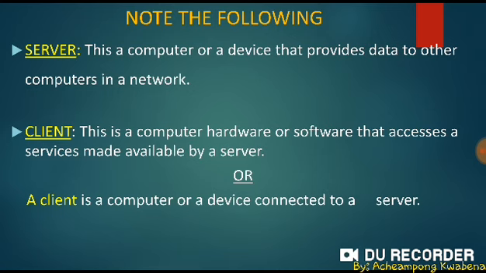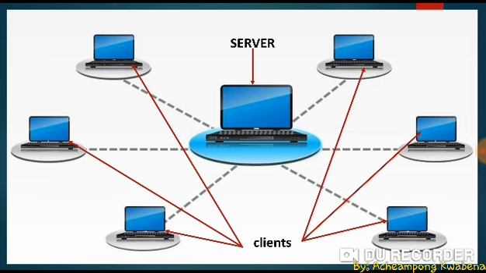Then we have client. When we talk of client, we are referring to the computers that are connected to the server. So client is a computer hardware or a software that accesses a service made available by a server. Or we can just say that a client is a computer or a device connected to a server. Let's take a look at the picture over here and see how the computers are being connected and which computer is referred to as a server and which ones are referred to as clients.